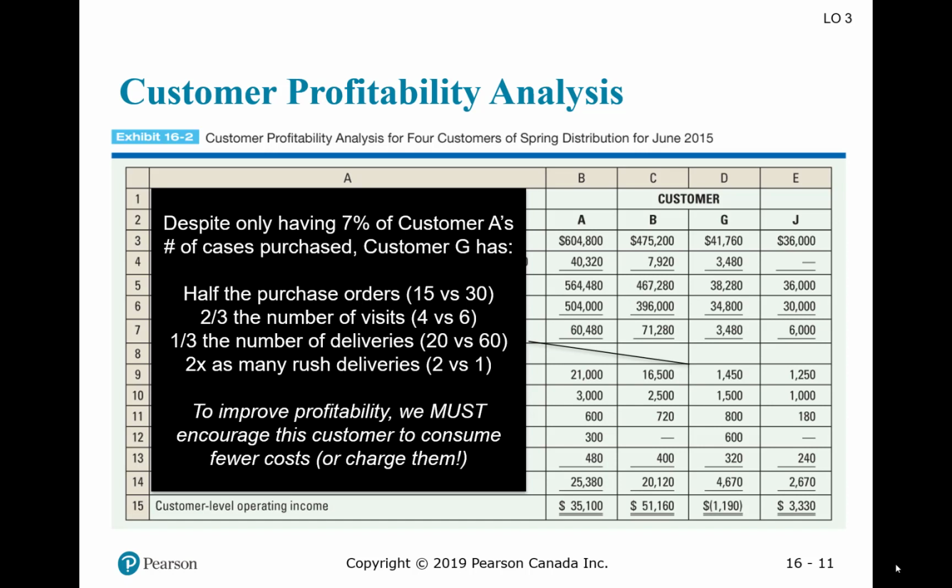How do you minimize rush deliveries? Well, you probably charge for them. But again, these are the things that you'd want to tell your user if you're explaining to them what they could do to solve this problem. So you could charge for rush deliveries, maybe you charge for small deliveries, all in an effort to get customer G or other customers like them to minimize the costs that we're incurring to service them.